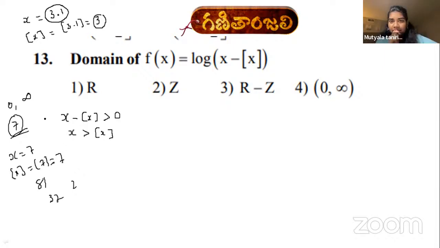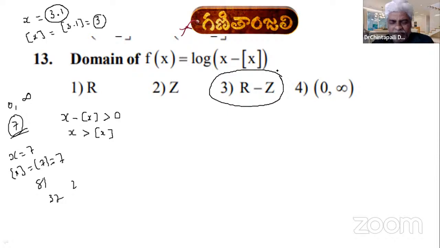So integers must be subtracted, that means removed. Then R minus Z. R minus Z is the correct answer. Very good. This inequation is true only when x is in R minus Z, where Z means integers. So the answer is R minus Z. Got it? Yes.